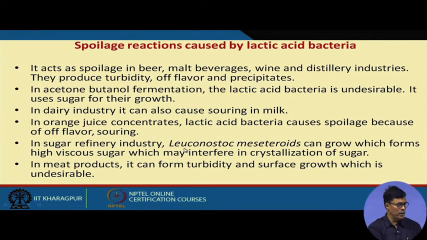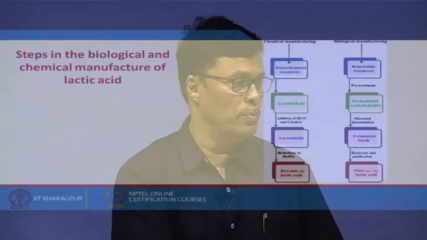In sugar refineries, Leuconostoc mesenteroides can grow, which forms a viscous sugar that may interfere with the crystallization of sugar. This is also very important. In meat products, it can form turbidity and surface growth, which is undesirable. So lactic acid bacteria not only have all the advantages, but they have several disadvantages also.